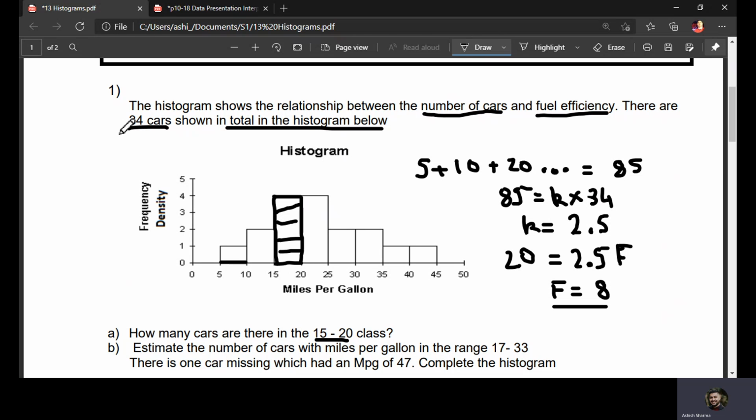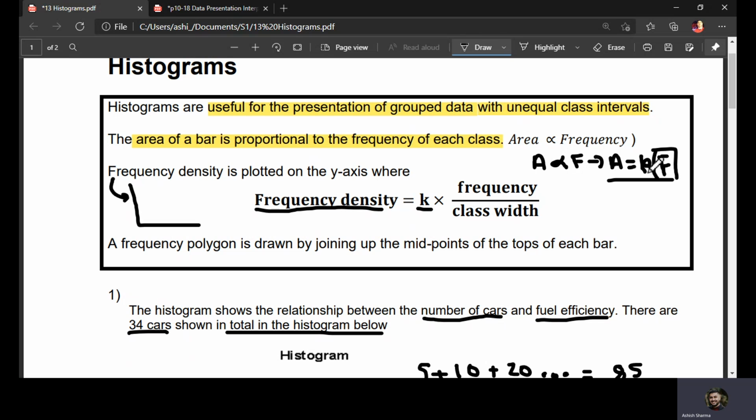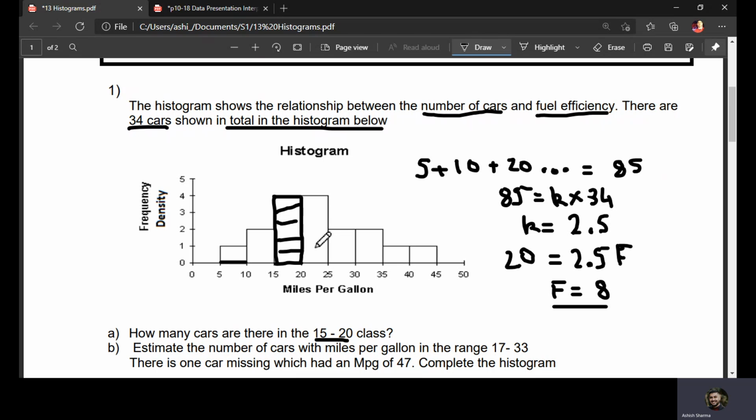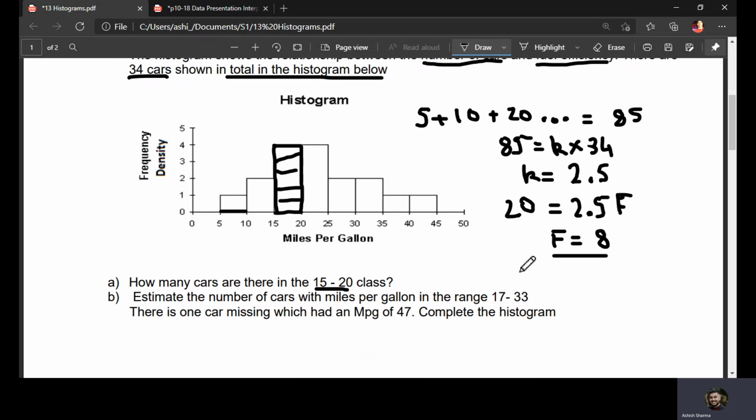So let's just recap this. You were given information about the total number of cars of all these blocks added up. So it was important for us to get the value of K, which is important because the area is proportional to the frequency. Once you've got the value of K, by adding up all the area, getting it equal to 85, making that equal to K times 34, we got the value of 2.5. I can apply that to any of these bars here. So again, this area is 20, and that's equal to 2.5F, which means that the frequency is equal to 8. That's part A done.